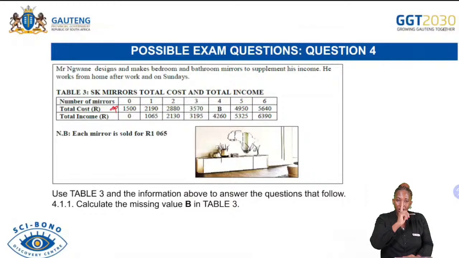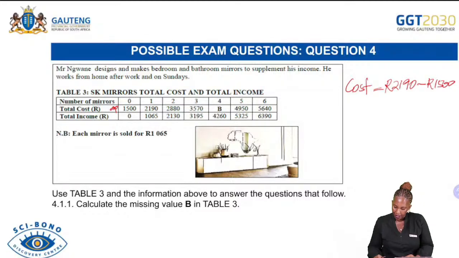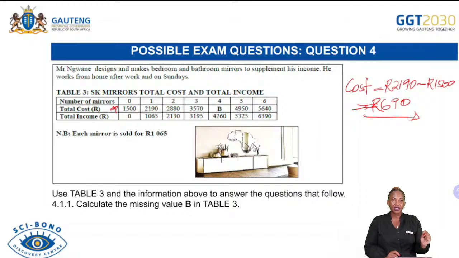2,190. Now, what will be the actual cost for a single mirror? Let me quickly do it here. The cost for a single mirror will be 2,190 minus the fixed cost, which is 1,500. Let's quickly see: 2,190, we subtract 1,500. So the cost for the single mirror is 690.